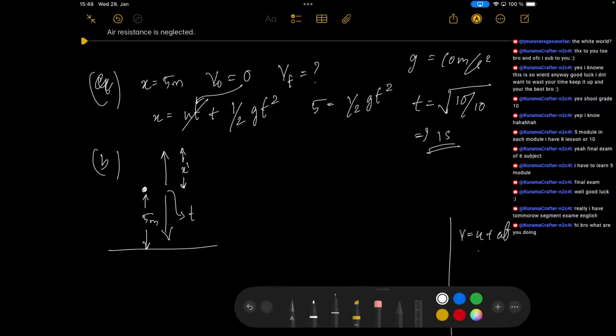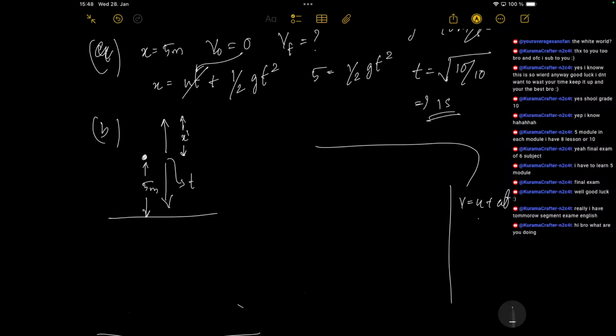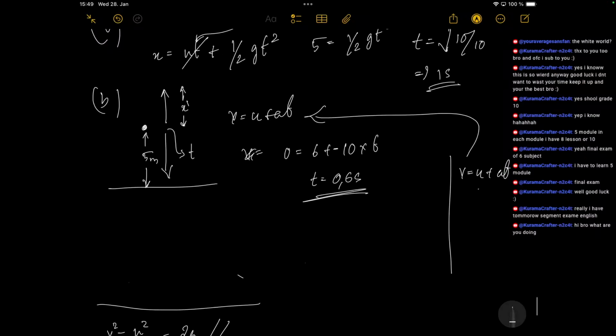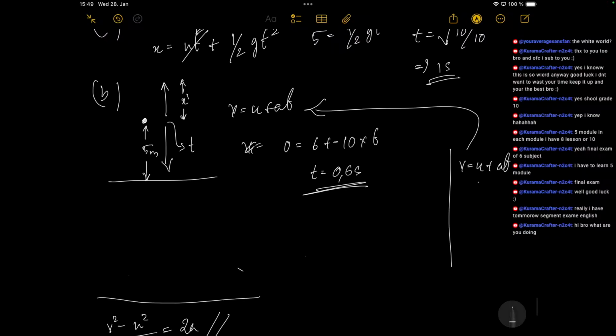Okay, so I'm gonna use this: V equals u plus at. V equals, oh wait, 0 equals 6 plus 10 minus 10. T equals 0.6 seconds. That's the total time. X equals minus 6 into 0.6 plus half.